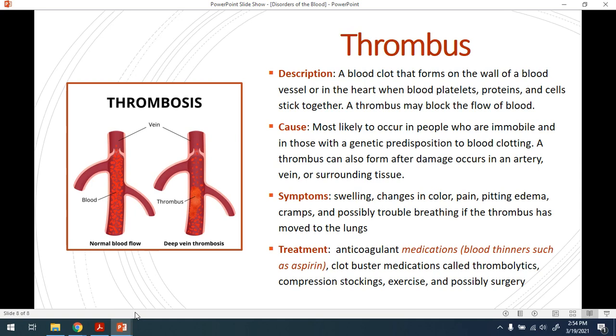Symptoms may include swelling, changes in color or pain at the site of the thrombus, pitting edema, which is swelling that is able to form dips or pits when you push down on it, cramps, and possibly trouble breathing if the thrombus has moved to the lungs. Treatments will include anticoagulant medications such as blood thinners, clot buster medications called thrombolytics, and compression stockings, exercise, and possibly surgery.